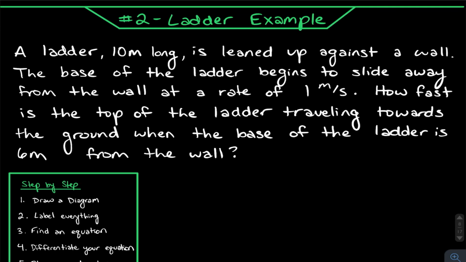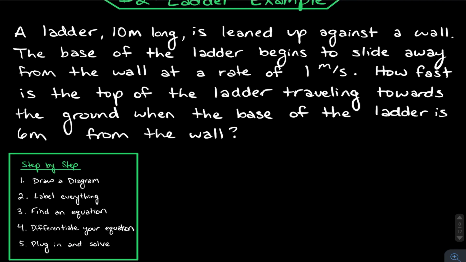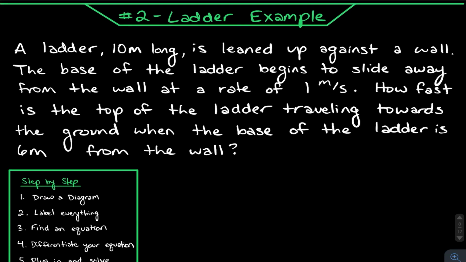Number 2 is a ladder example. This is very, very popular. I have the step-by-step process down in here. Hopefully you can still see that. Hopefully the screen doesn't make it too small. A ladder 10 meters long is leaned up against a wall. The base of the ladder begins to slide away from the wall at a rate of 1 meter per second. How fast is the top of the ladder traveling towards the ground when the base of the ladder is 6 meters from the wall? So we were given a whole bunch of different things there.